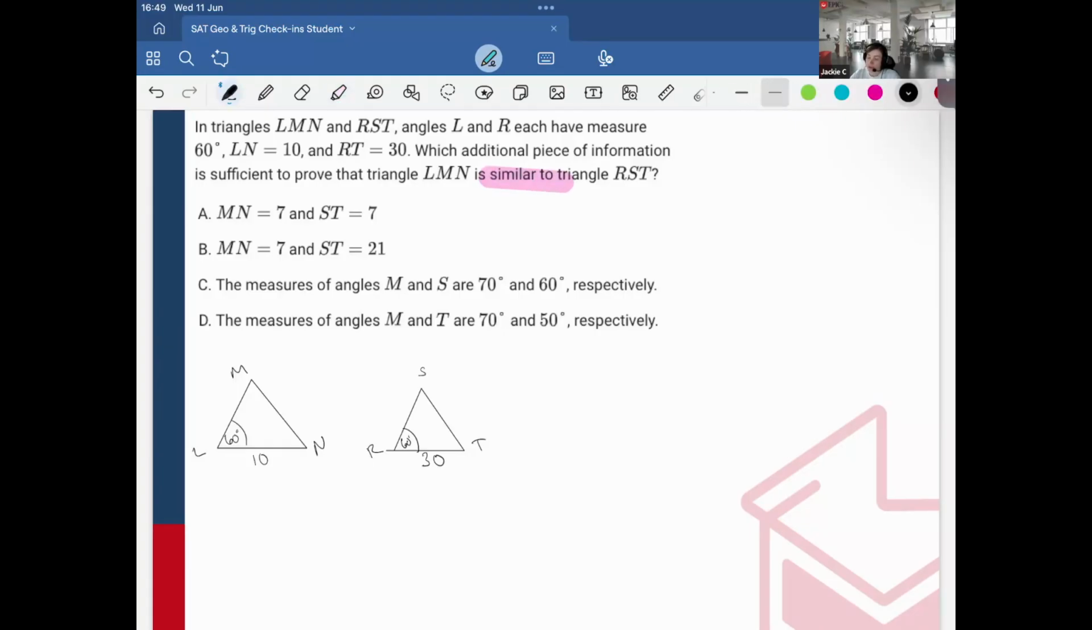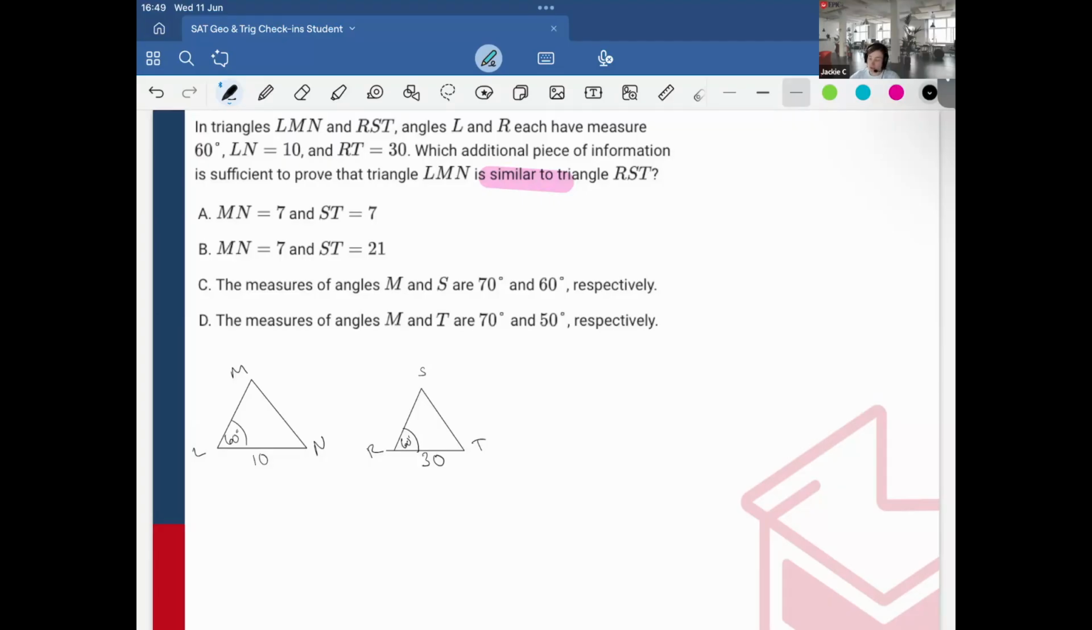So similar would mean that they do have all three of the same angles, but that their sides are not equivalent to each other, that their sides are in proportion to each other. So let's take a look.